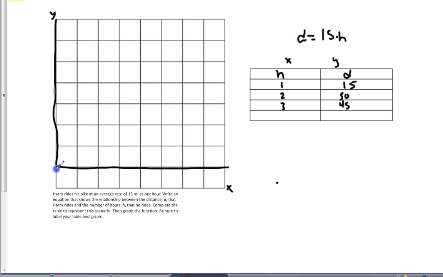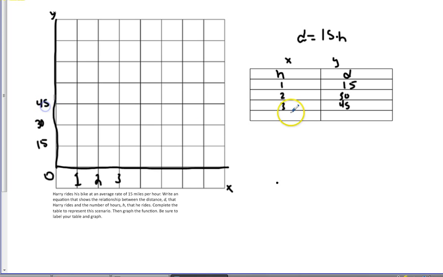Oops, sorry. Okay, so we'll call this 1 hour, and we're going to call this 2 hours, and we're going to call this 3 hours. And remember, this is still 0, 0, so we'll put the 0 there. Then looking at my distance, it goes up by 15, so I'm going to call this 15. I'm going to call this 30, and we'll call this 45.